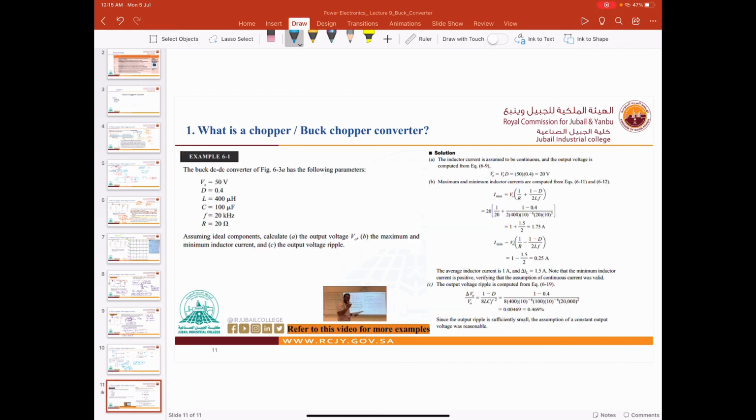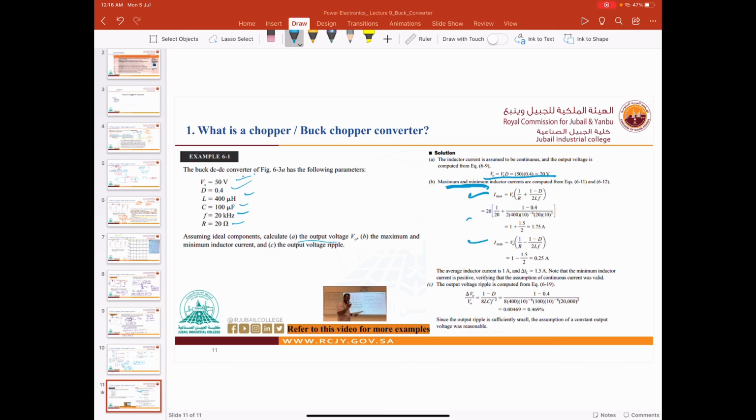Okay, let's go for the example here. This is example 6-1 in your textbook. The buck DC converter has the following parameters. He gave you the VS, duty cycle, L, C, F, and R. In order to find the V output, we can just apply the formula. This is a very easy formula: VS multiplied by duty cycle. Duty cycle is 0.4. Now he wants you to find I maximum and I minimum. So you can just apply the formula and you will find the answer.